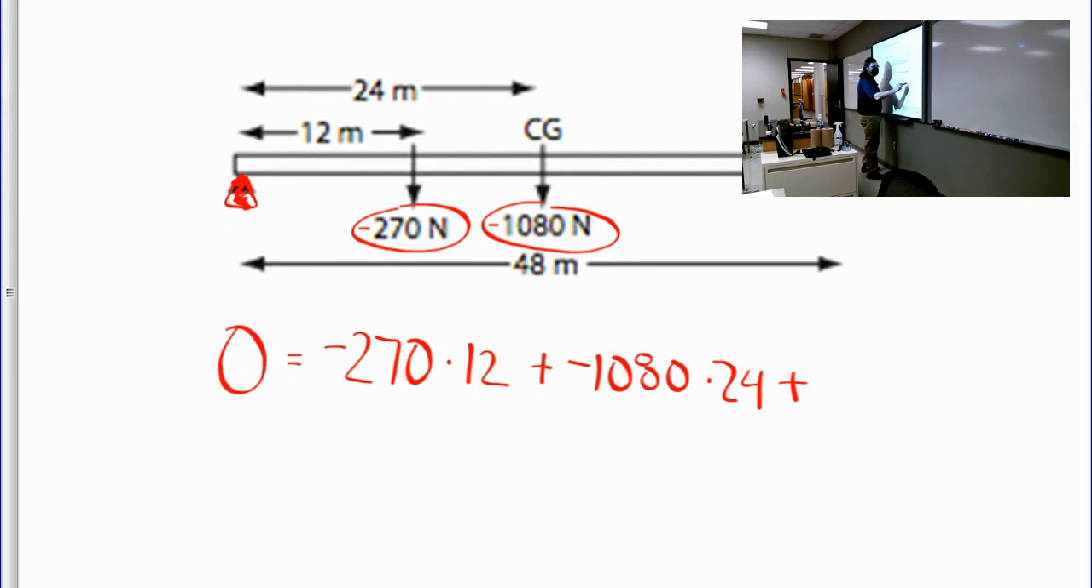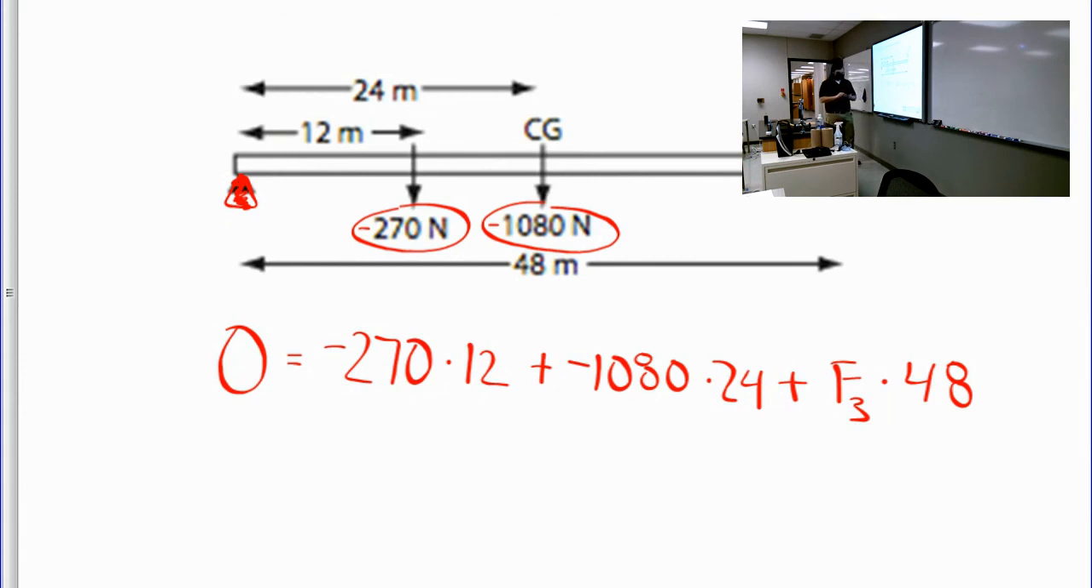And the third force we come to, the one that we're missing, is the one we don't know, but that one is 48 meters away from the fulcrum. That one's going to come out to be positive because it's, again, moving in a counterclockwise direction, and we just have to figure out what that last one is. Okay, so now we come in here and we solve some of this.